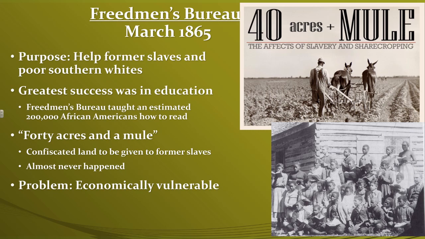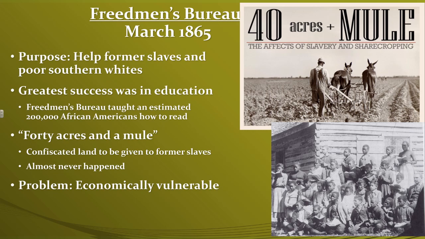The big failure with the Freedmen's Bureau was that 40 acres and a mule became unrealistic, because they could not take 40 acres from these plantation owners in the South and give them to former slaves. The South would probably just continue the Civil War. So that rarely happened. But the biggest success of the Freedmen's Bureau was the education and the literacy that came out of it.